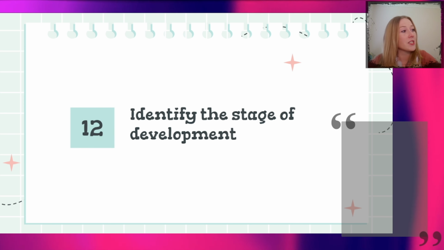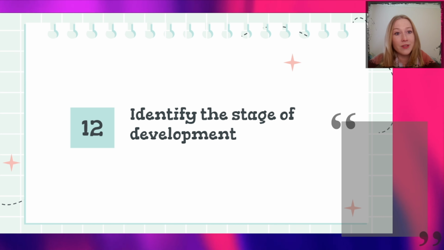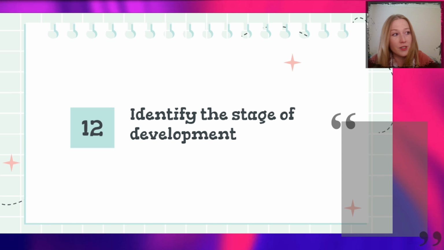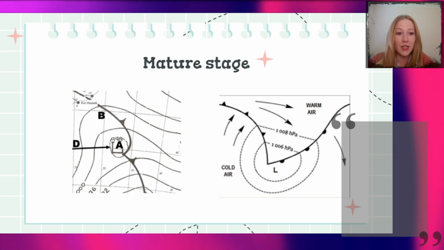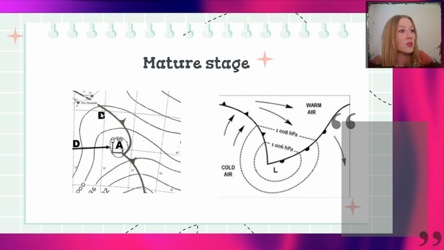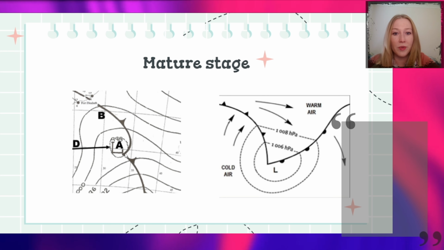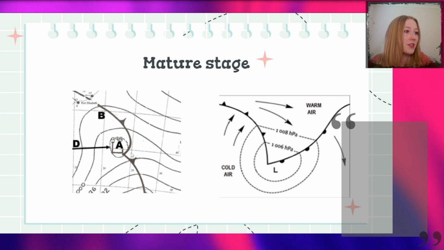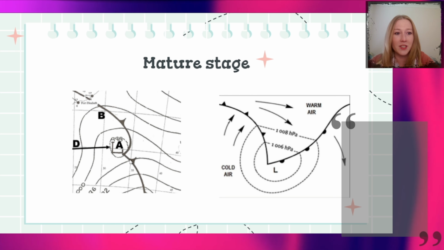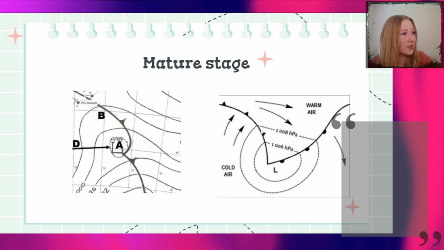When it comes to identifying the stage of development, there are two main stages that they have asked about. One is the mature stage. The mature stage is where you have a clear, defined cold and warm front. Now, I know that this isn't a warm front; I'll explain that one in a minute. So I included this diagram as well.